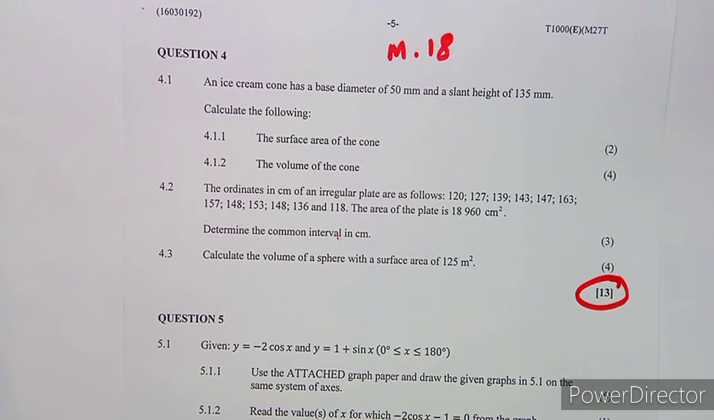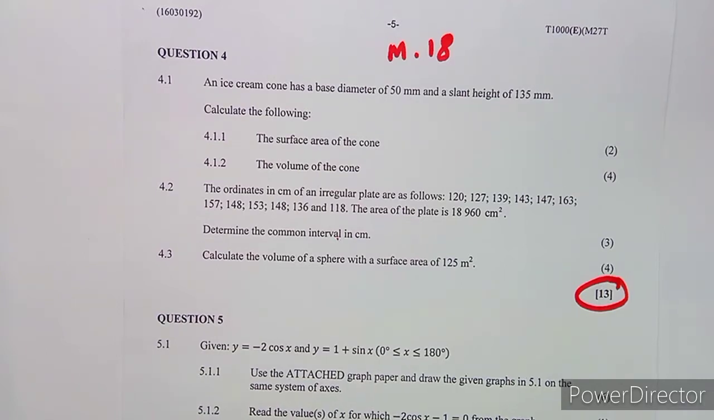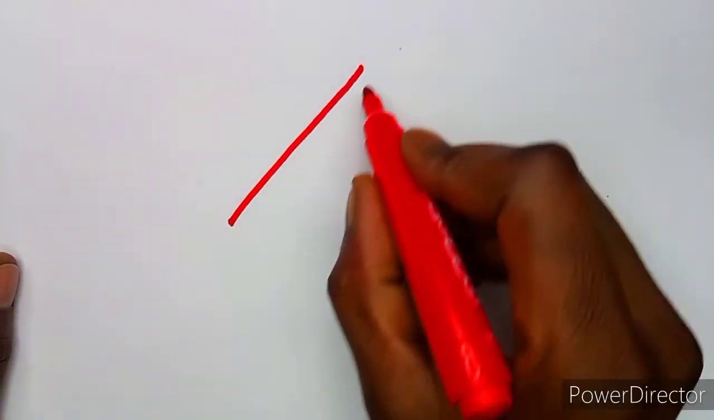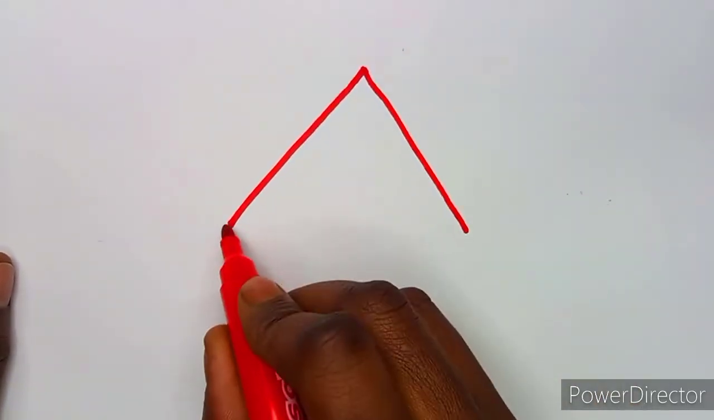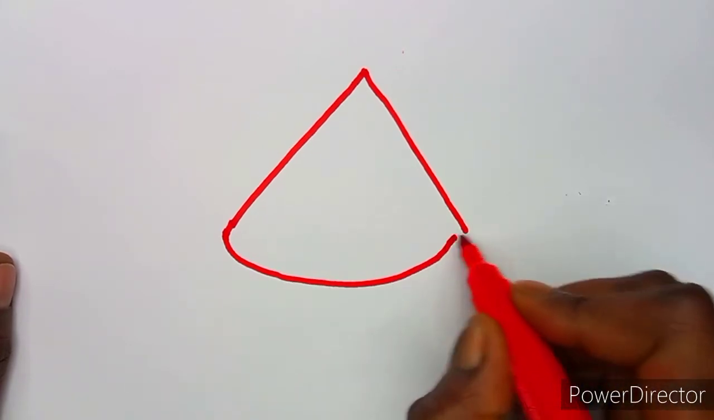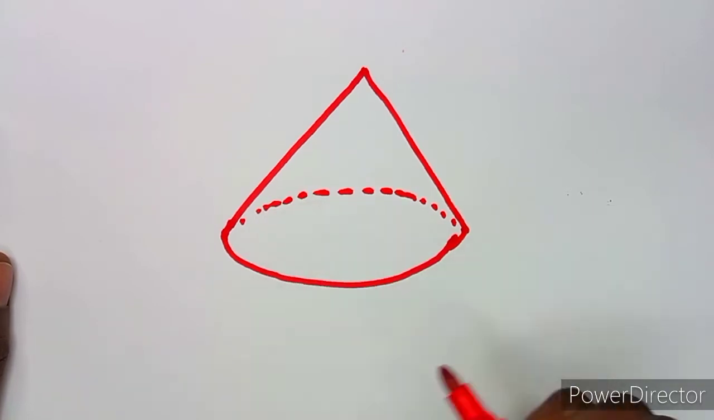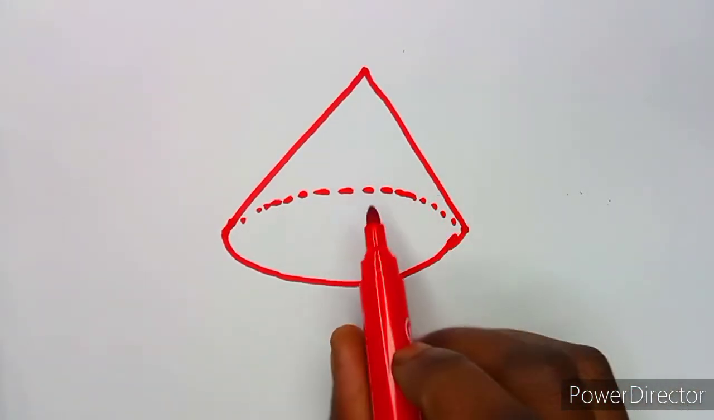An ice cream cone has a base diameter of 50 millimeters and a slant height of 135 millimeters. Calculate the following: the surface area, the volume of the cone. Okay, so this is a cone guys. Perhaps you have just a sketch of a cone. So you know that a cone actually looks like this, just a sketch here. All right, let's just put it this way, but it's supposed to be upside down.